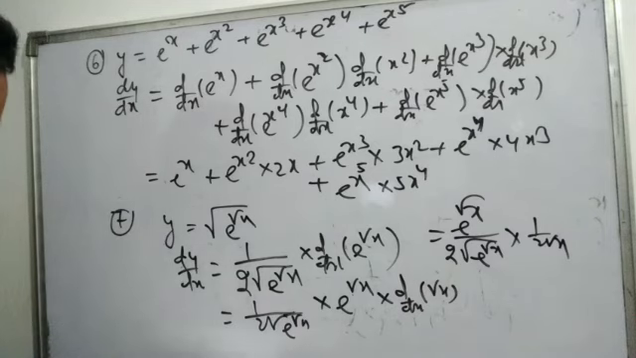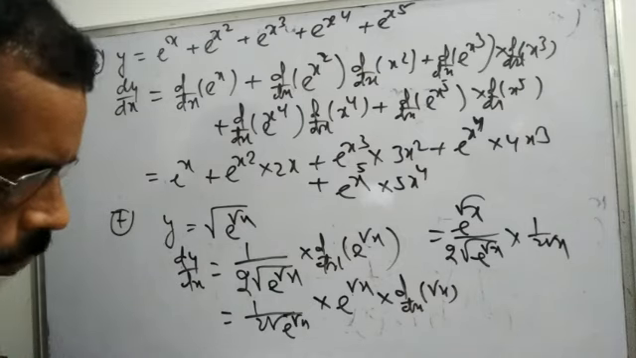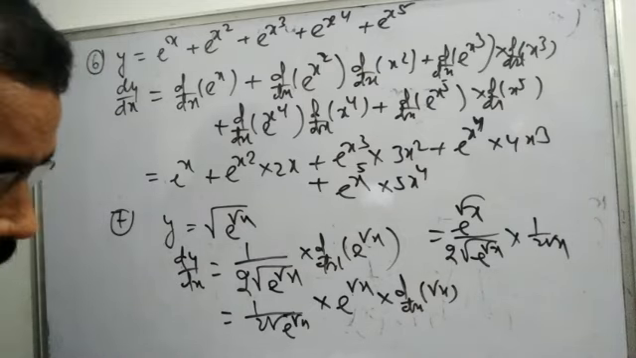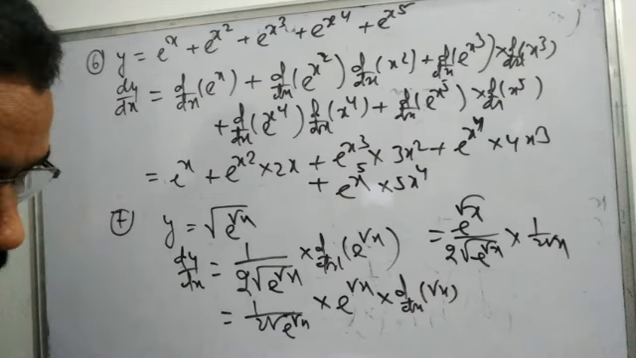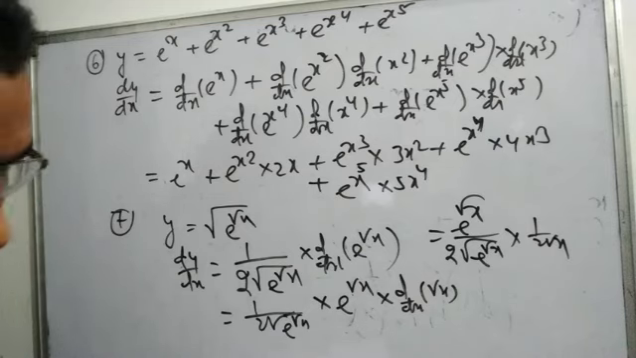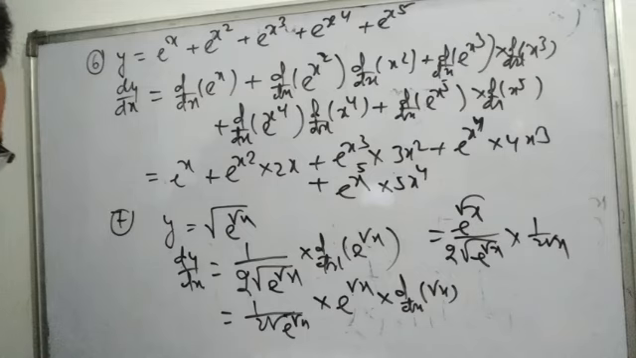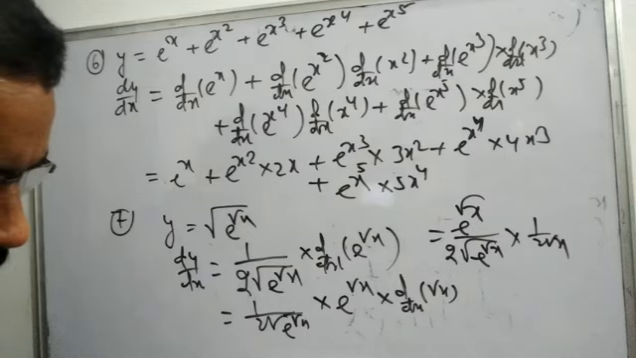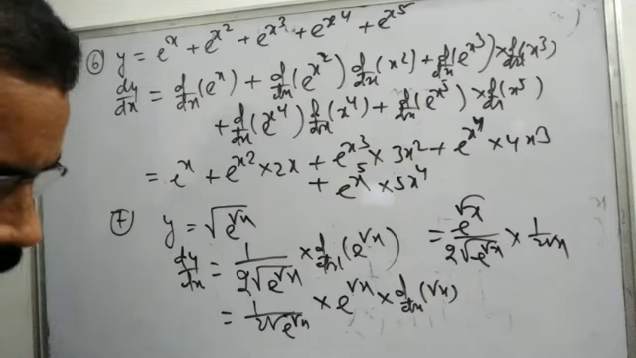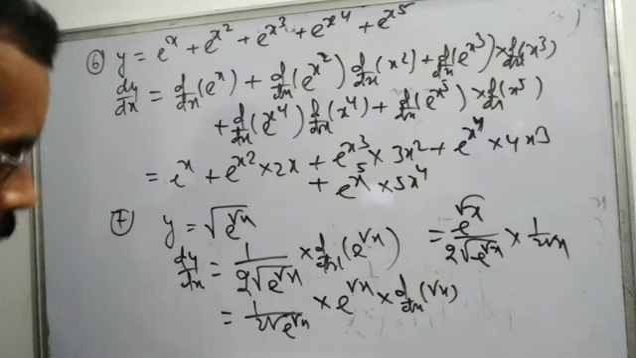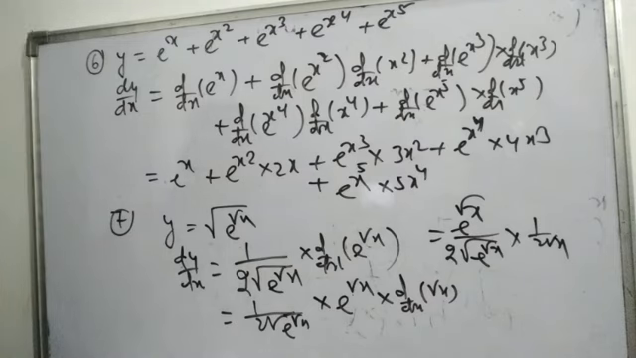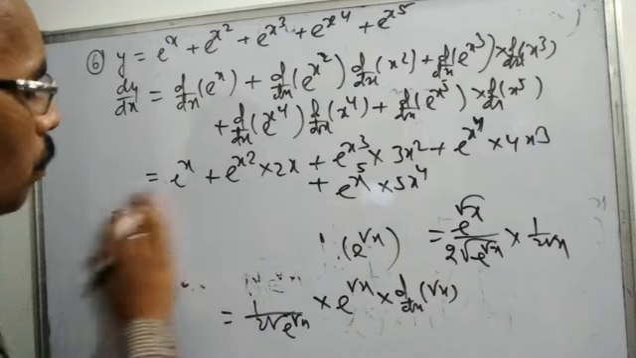Okay. Now similarly, log x, so you can easily find it in 1 by log x format, 1 by log x into the derivative of log x, which is 1 by x. So the answer will be 1 by x log x. Similarly, question number 9 you can do easily, that is cos x by log x. So in u by v format, you can do it easily. Now question number 10.